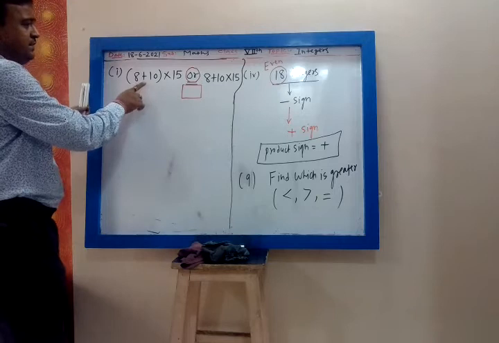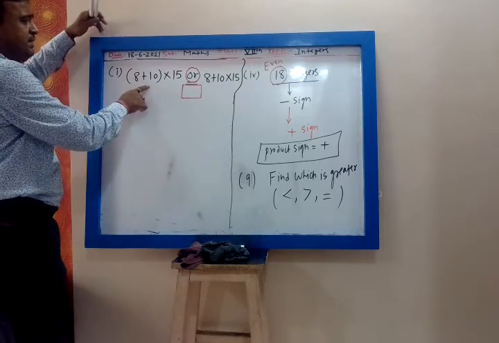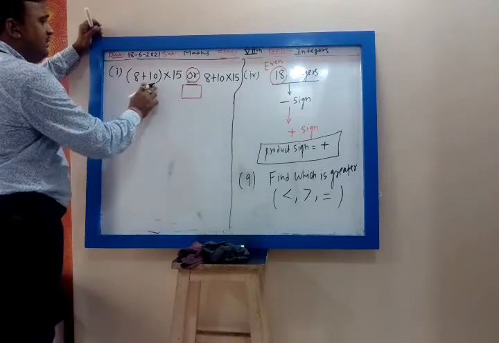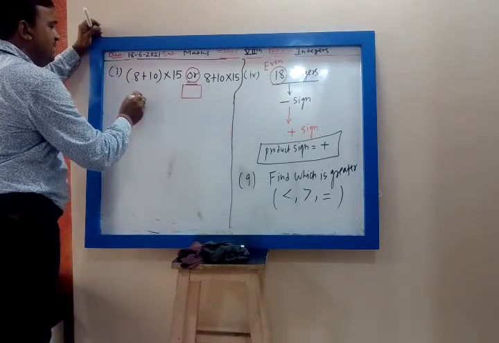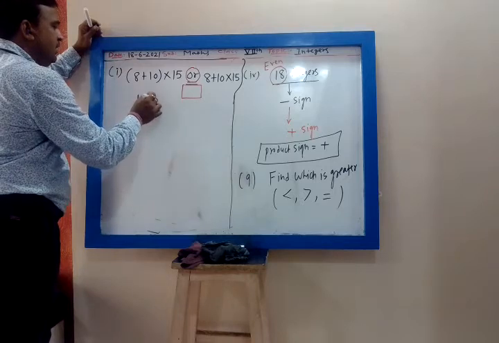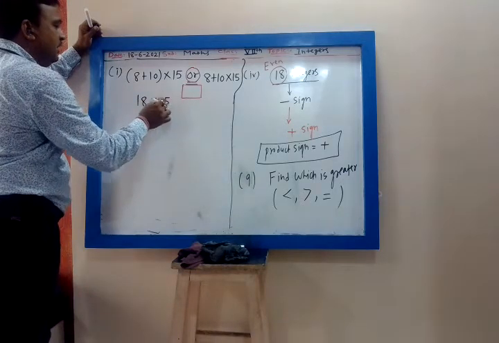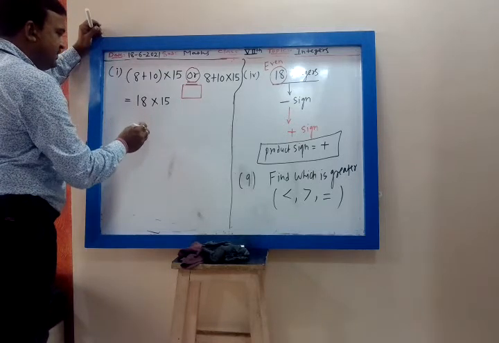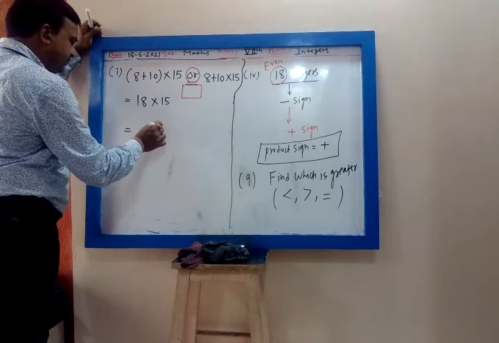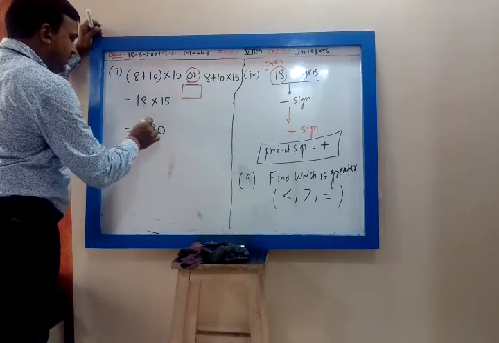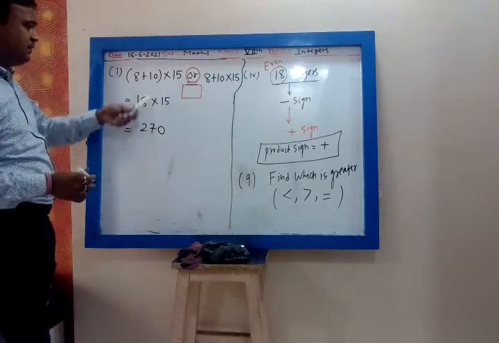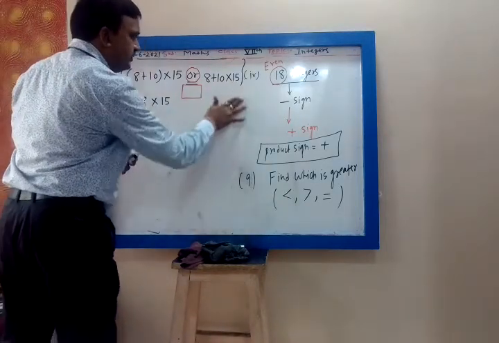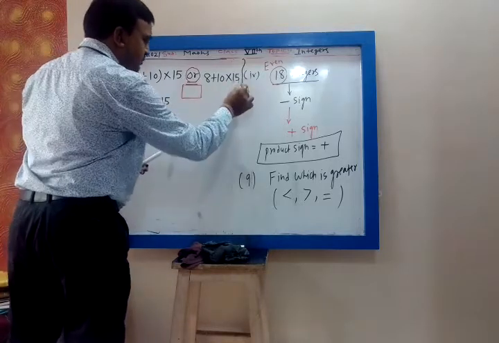Now we evaluate this first. First we simplify the bracket. So 8 plus 10 is 18. 18 into 15, what is 18 into 15? 270. This value is 270. Let me solve this value. Wait, my dear, have patience.